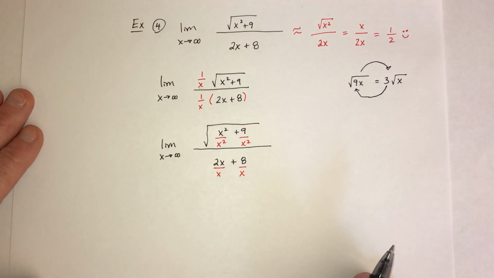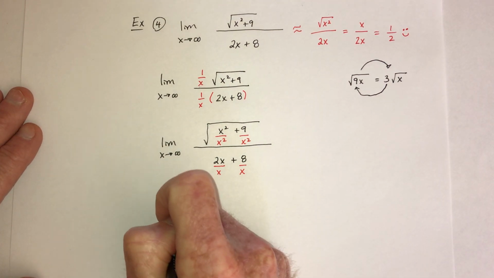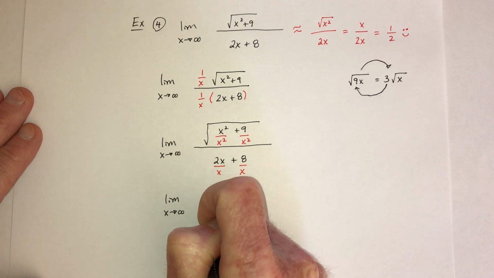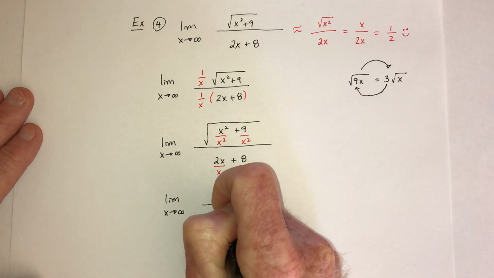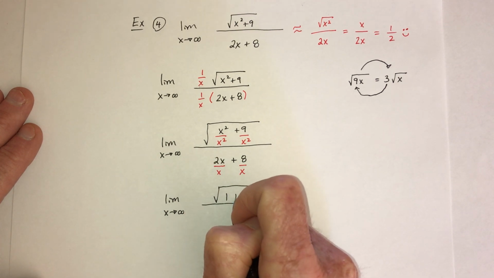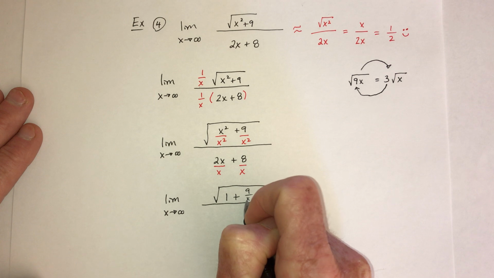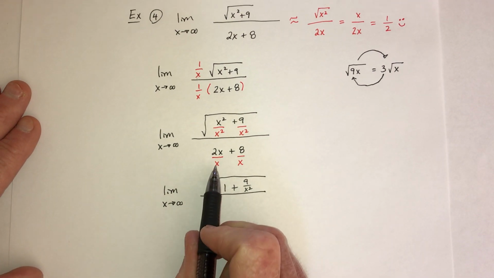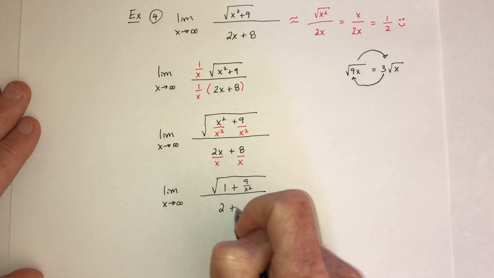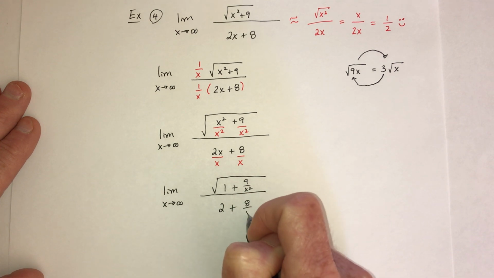All right, now we've done the hard part. Next up, simplify. So for the numerator, this is just going to be a 1 plus 9 divided by x squared. And then this, when you reduce these x's right here, that's going to be 2 plus 8 over x.